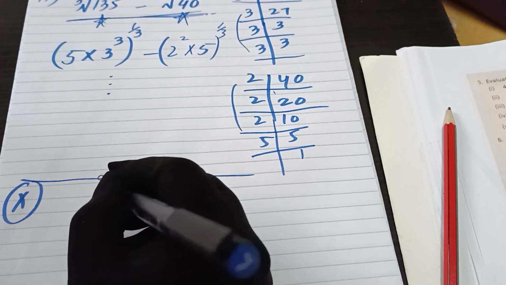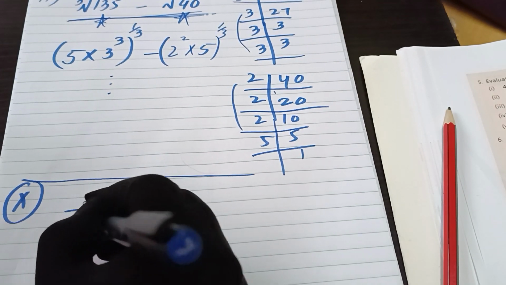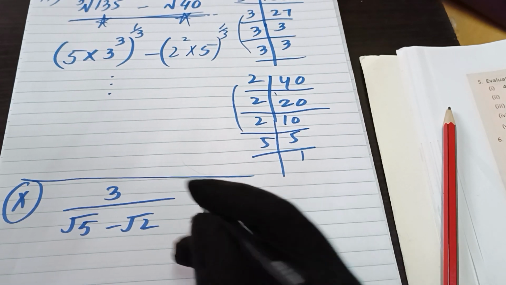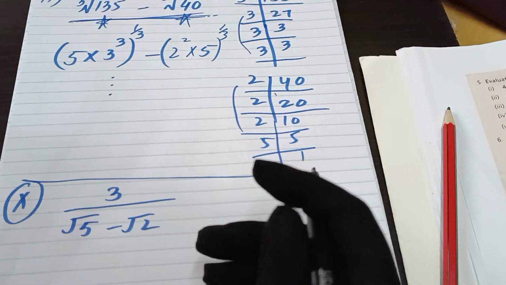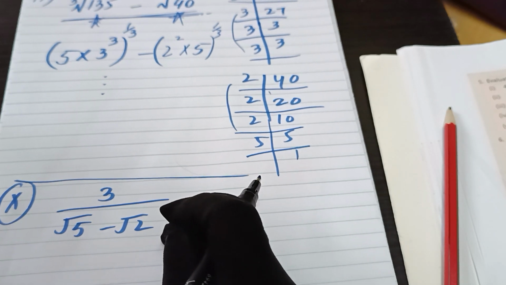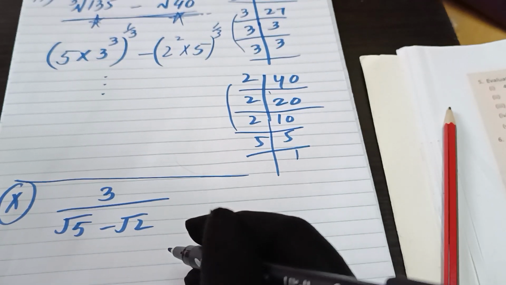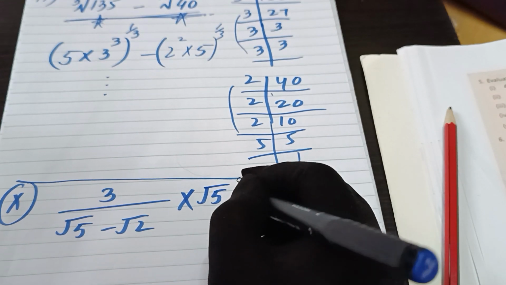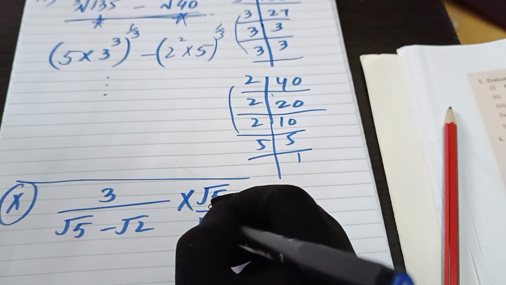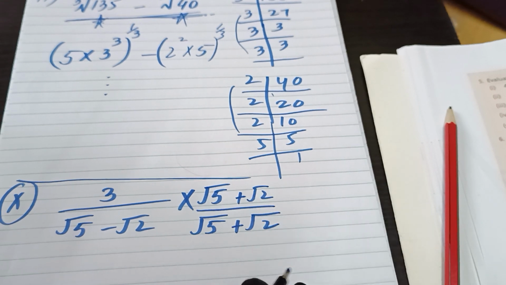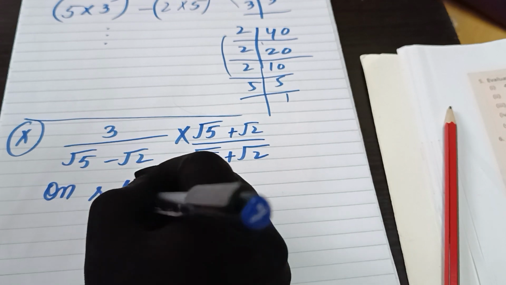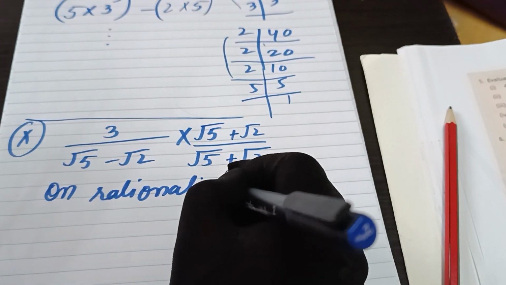Number 10. Number 10th is 3 divided by 5 minus under root 2. Actually, there is no any solution for solving one. Whenever we have a radical expression in the denominator, we try to do the rationalization process. This process we call rationalization process. When we take the conjugate of the number, then multiplying up and down. This is called rationalization.